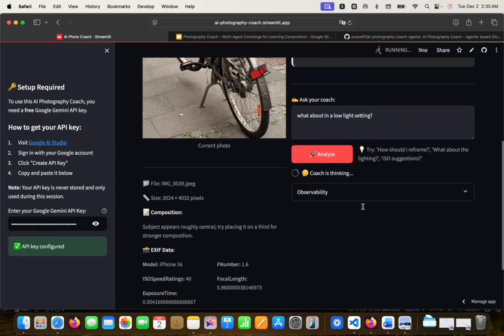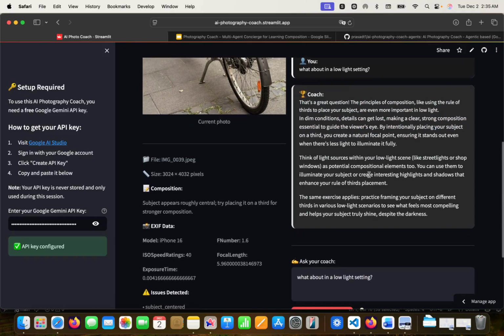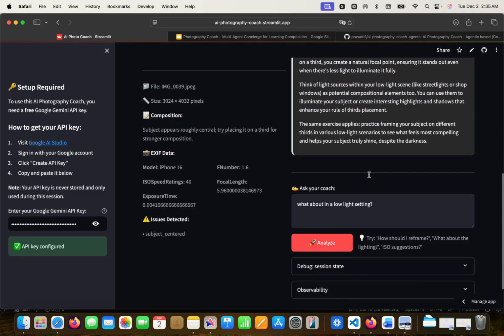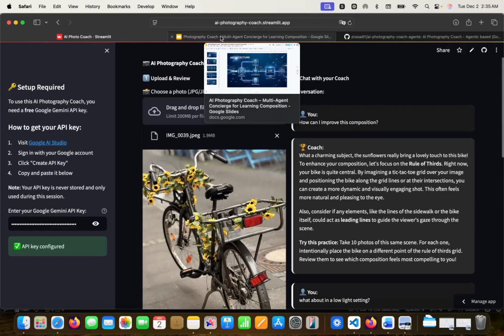So the idea here is that session maintenance is happening. As you can see, it is remembering the session and the image in discussion. So yes, as you can see, this is a good way to get photography coaching from an AI agentic system. I hope you liked it.